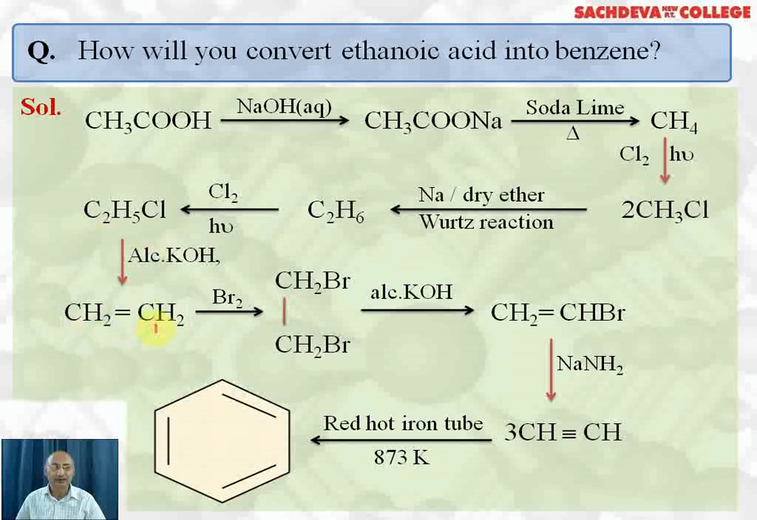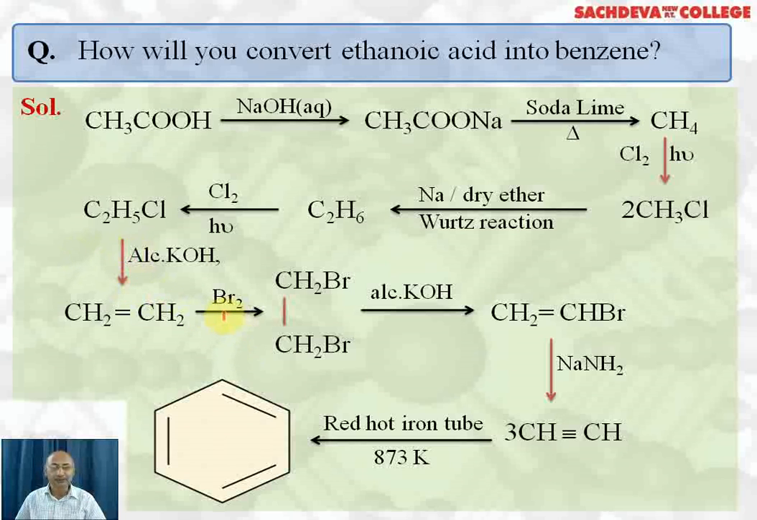Alkene is formed. This reaction is called nucleophilic elimination reaction. And alcoholic KOH means we have ethoxide ion which can abstract H positive ion from beta carbon. That is, the carbon which is attached to chlorine is called alpha carbon. The next carbon is called beta carbon. So this reaction is also called beta elimination.